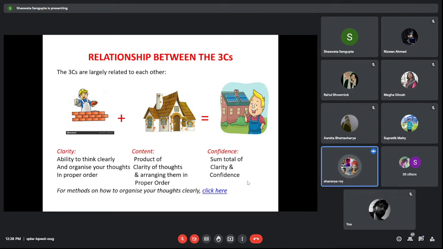So confidence is the sum total of clarity and content also. Yes, clarity and content. The ability to think and organize ideas in a clear manner, along with an organization of those ideas. And when you have both these things, then only can you feel confident.